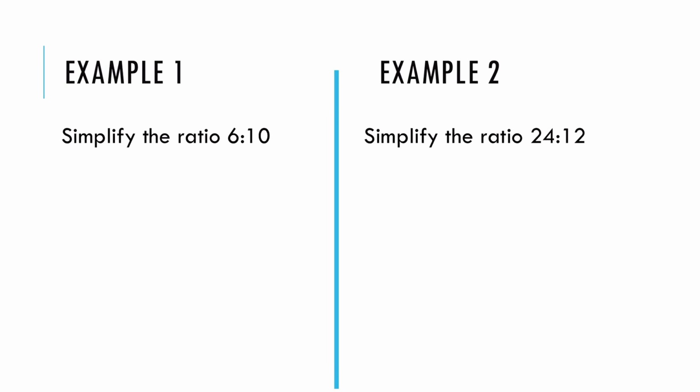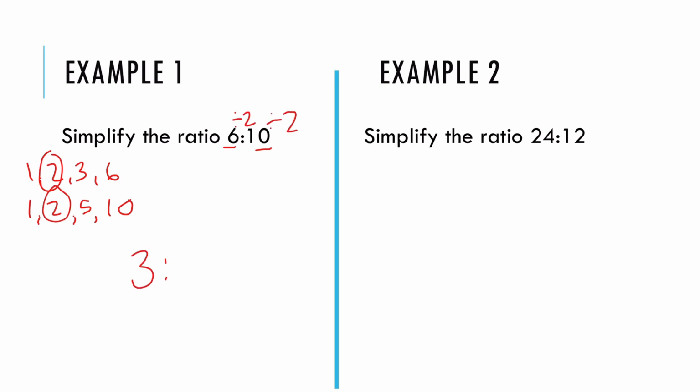So let's do the same thing here. I'm now looking for the highest common factor of 6 and 10. So factors of 6, I've got 1, 2, 3 and 6. Factors of 10, I've got 1, 2, 5 and 10. The highest number that lies in both of these lists is 2, so we want to divide each side by 2 to give me 3 to 5.